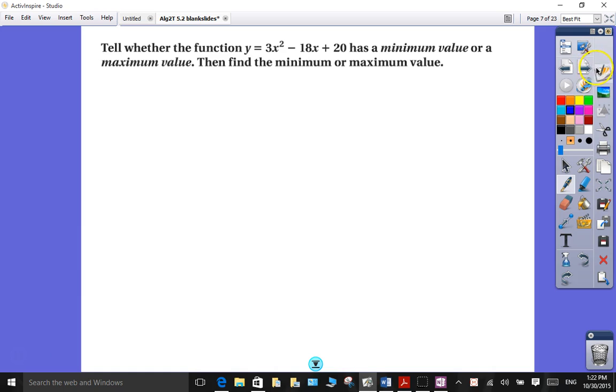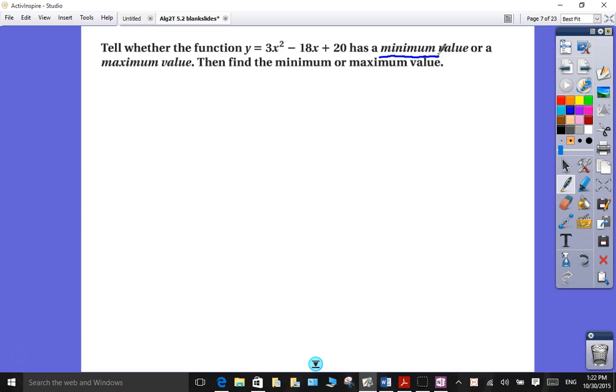So tell whether this function has a minimum or a maximum. So in the end, what are they asking you for? Does it open up or does it open down? And you can tell that just by looking at it. Does that one open up or down? So if it opens up, does it have a minimum or a maximum? It has a minimum. Okay, so the first part of the question is, it has a minimum. Okay, the second part is, find the minimum. So okay, how will I find the minimum?